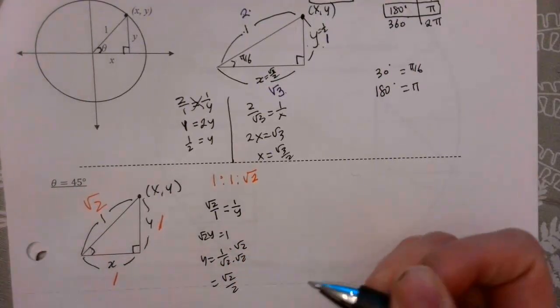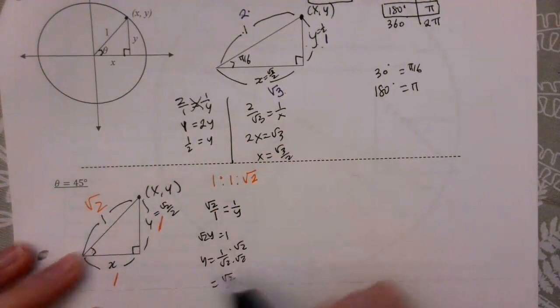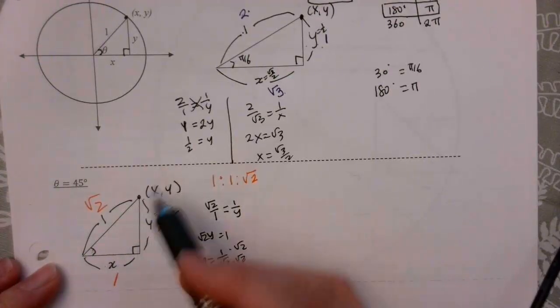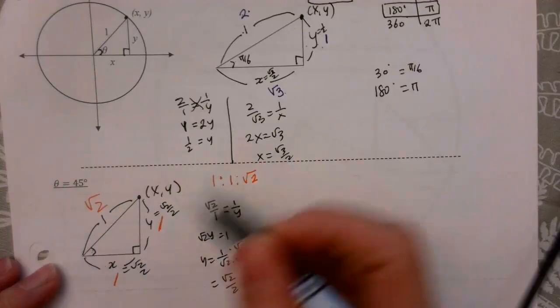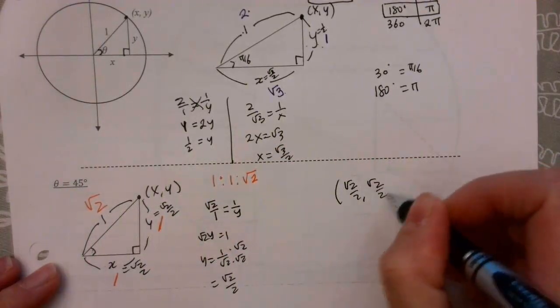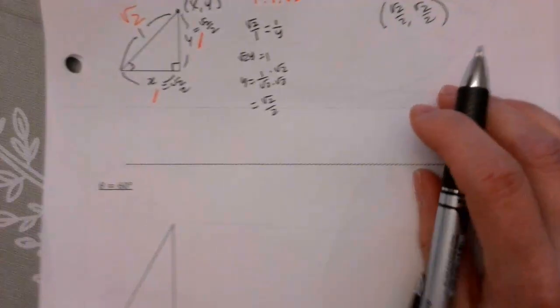Rationalize it, square root of 2 over 2. So y is square root of 2 over 2. Well, x and y are 1 to 1. So if that y is square root of 2 over 2, shouldn't x be square root of 2 over 2 as well? So what's the coordinate x comma y? Square root of 2 over 2 comma square root of 2 over 2. Okay? All right, last one, the triangle.